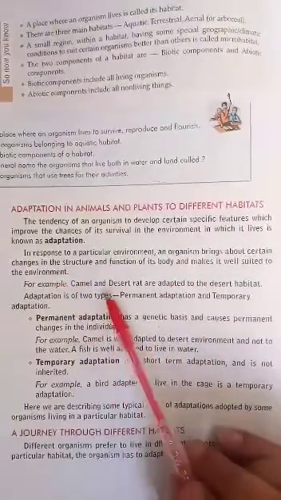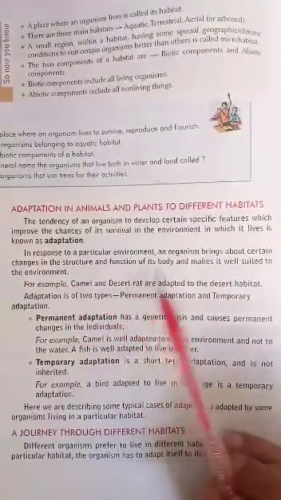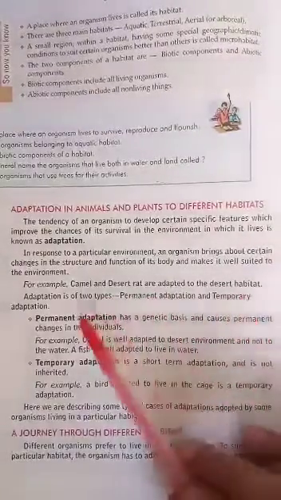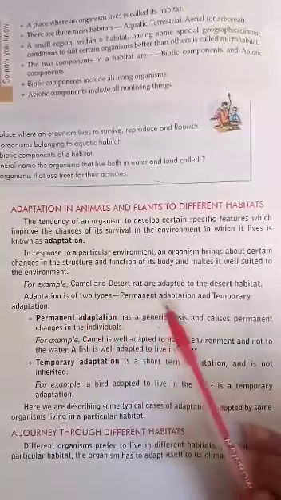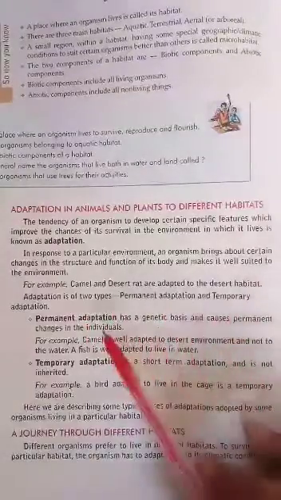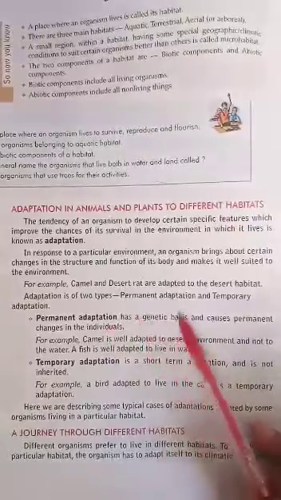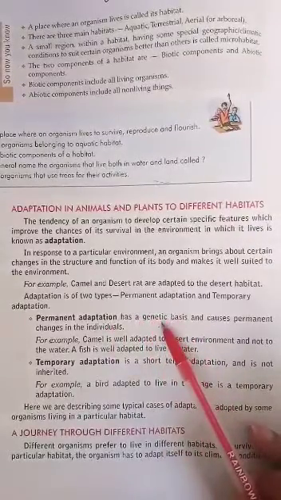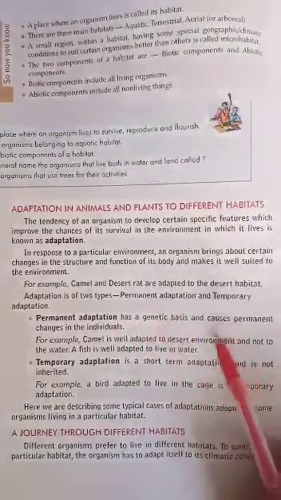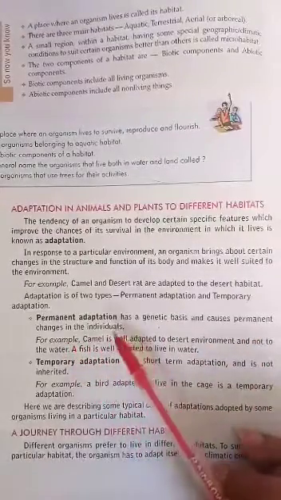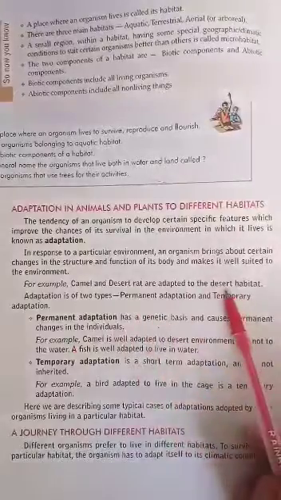For example, the camel and desert rat are adapted to desert habitat. Adaptation is of two types, one is permanent, second is temporary. Permanent adaptation is due to their genetic material, meaning their DNA, the cell nucleus material, and that brings permanent changes in the individual, and it is also inherited from one generation to another.